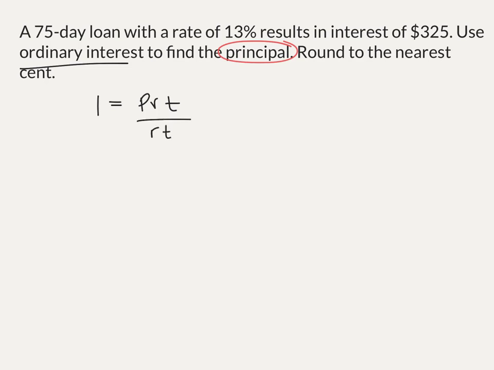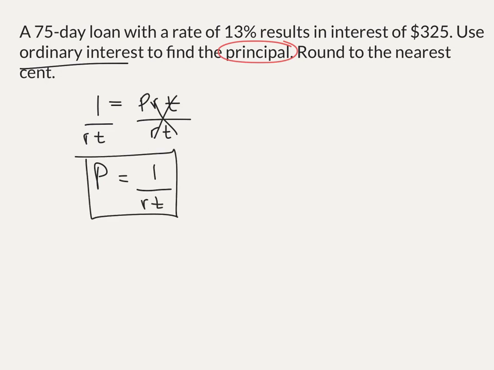So we can divide both sides by R times T, and that gives us a formula saying that the principal, P, equals I divided by R times T. So we'll use this formula to solve for the principal. Now the interest amount, I, is $325.